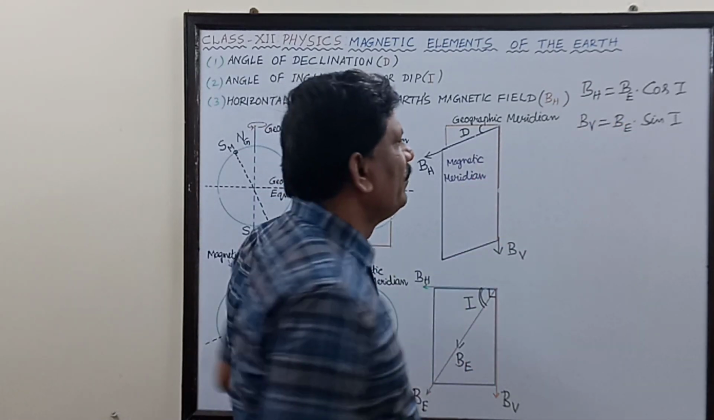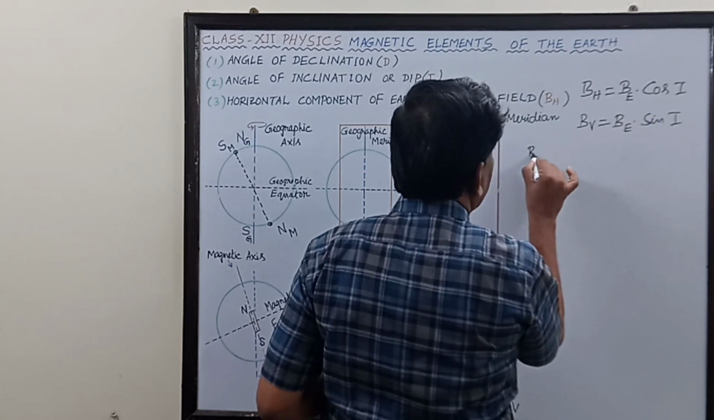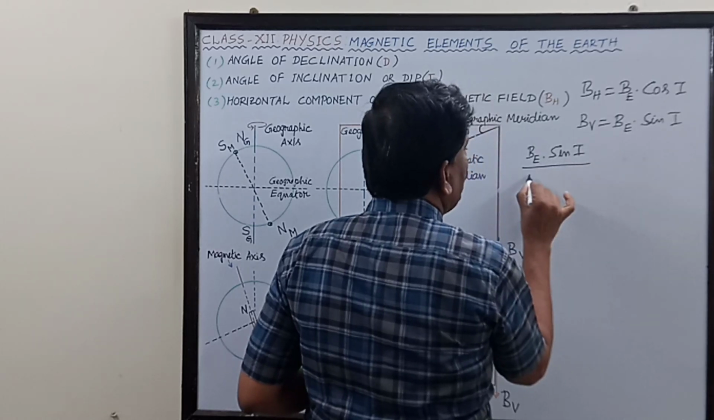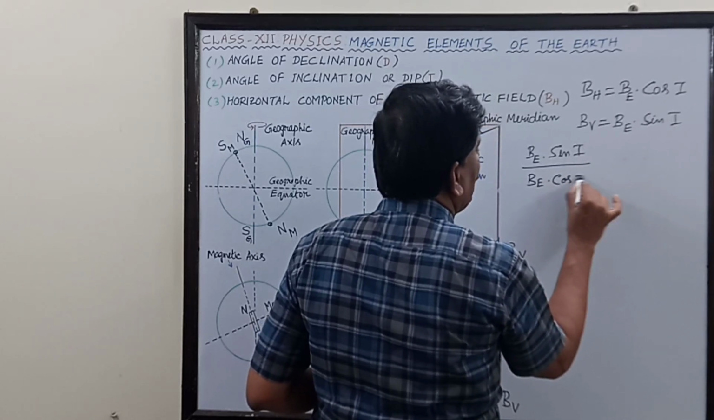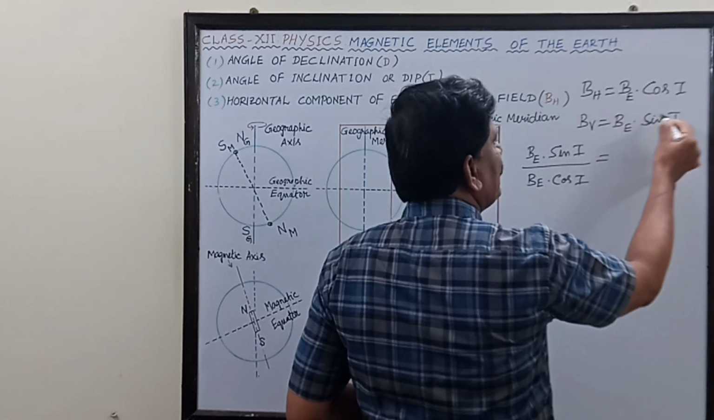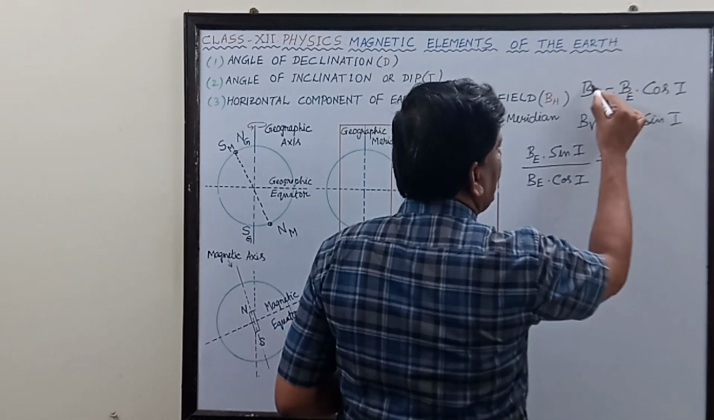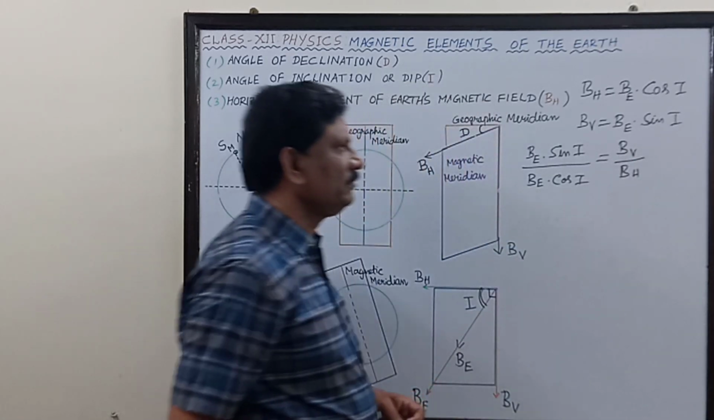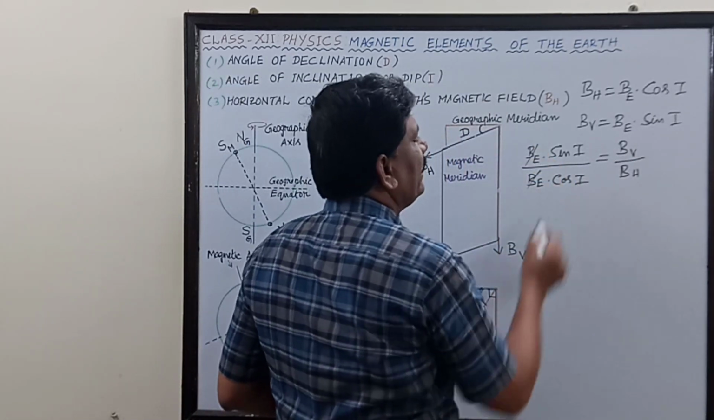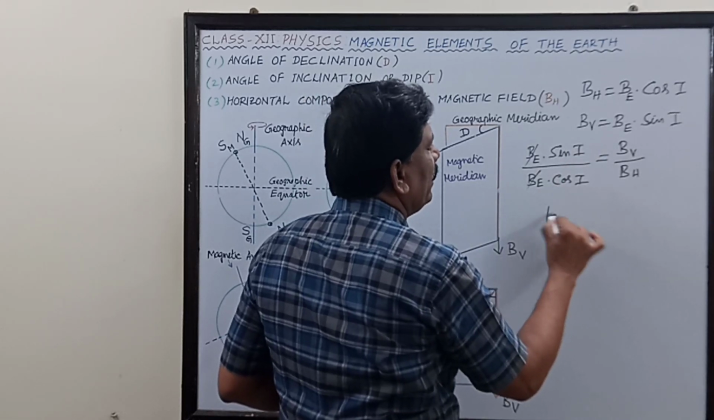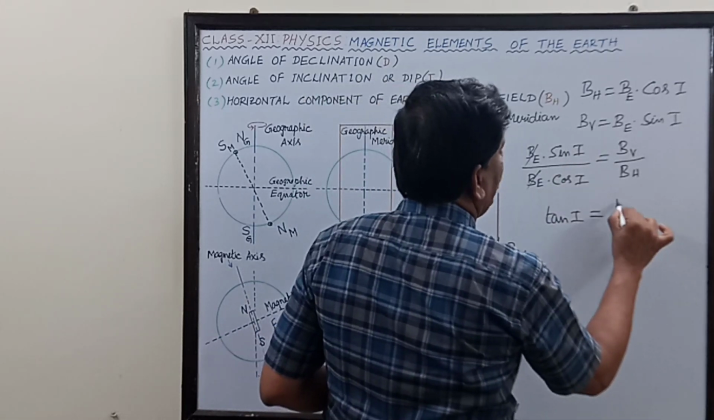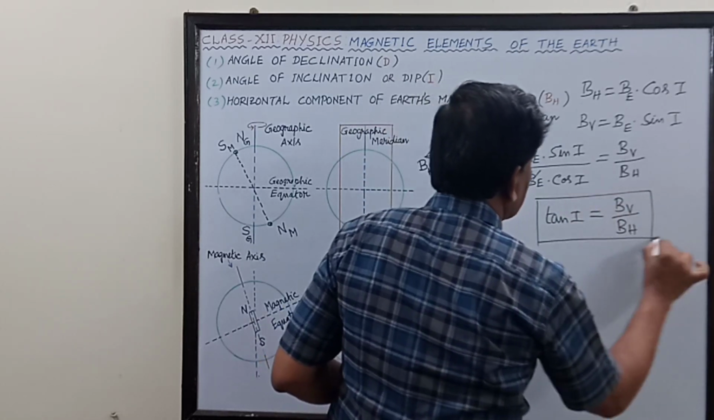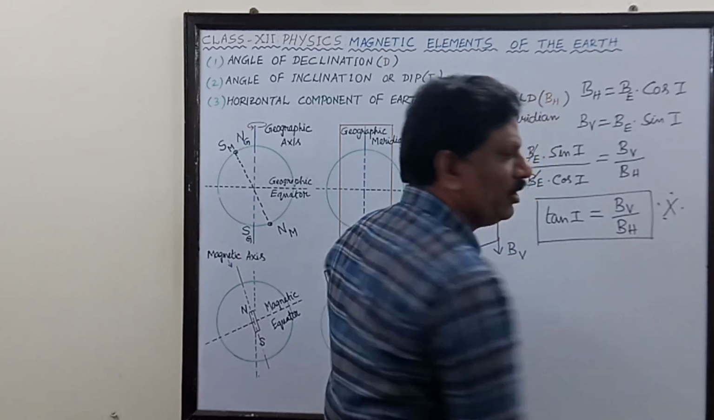Okay. Now I am going to divide these two equations. See here, this BE into sine of I divided by BE into cos of I. So I have divided sin I by cos I, so that the right hand sides will be what? B vertical divided by B horizontal. Now this field BE gets cancelled. Sin I by cos I is equal to what? Tan I. And tan I is equal to BV divided by BH. So this is a very important equation for solving numerical problems.